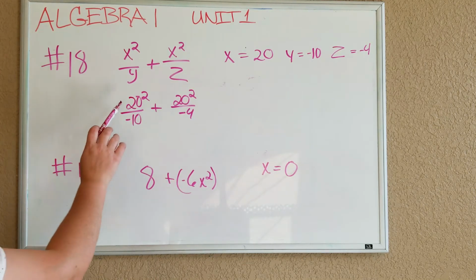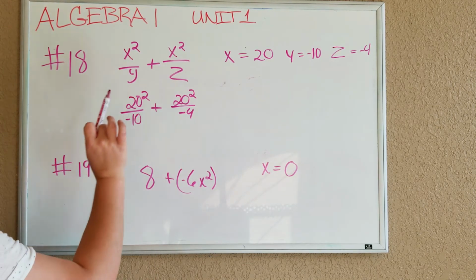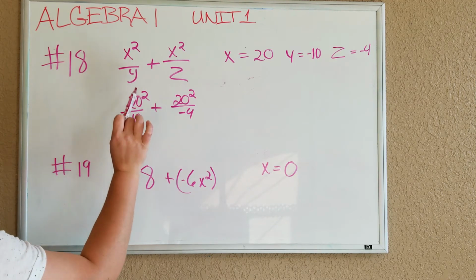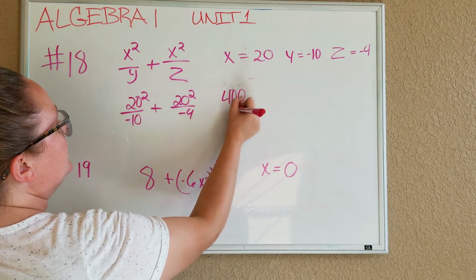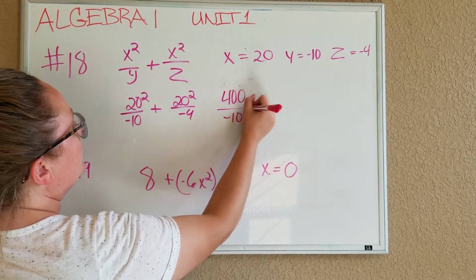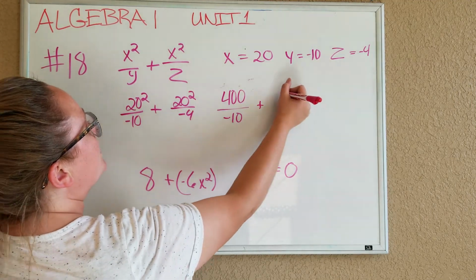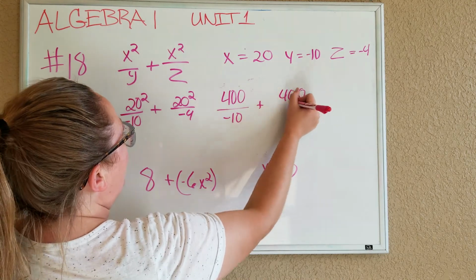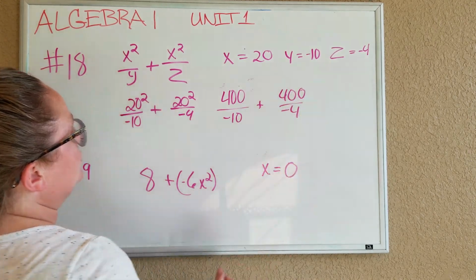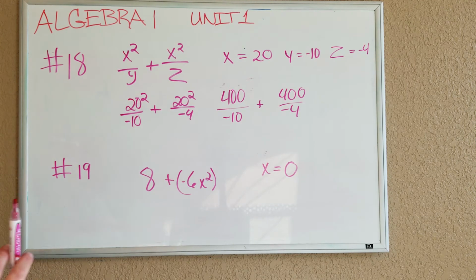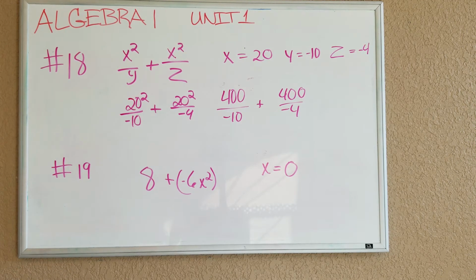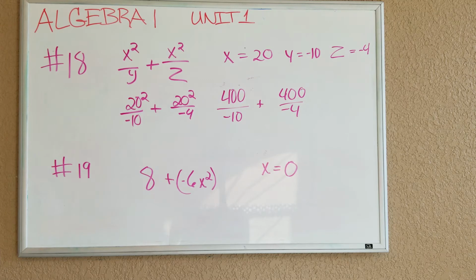So you're going to evaluate 20 squared. Doesn't mean 20 times 2, it means 20 times 20, which is going to give you 400. So you're going to have 400 divided by negative 10 plus 20 times 20 again is 400 divided by negative 4. So do those. 400 divided by negative 10, 400 divided by negative 4, and then add the results together for your answer.